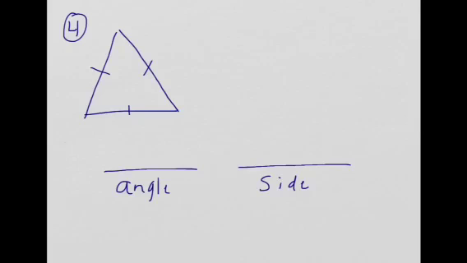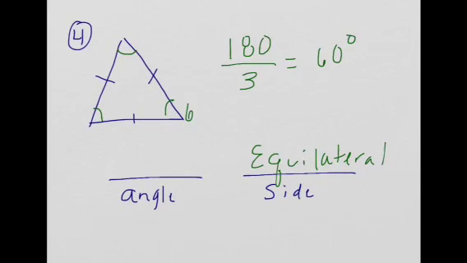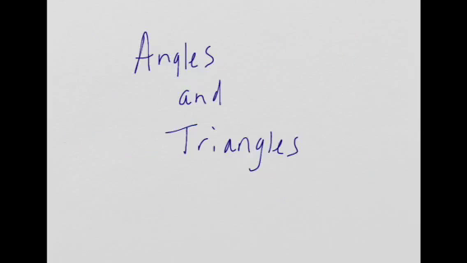Now, the 3 marks on this triangle mean that the 3 sides are equal. So right away we know that we have an equilateral triangle. And if all 3 sides are equal, that means that all 3 angles are equal. So we're going to take 180 and we're going to divide it by 3, and that's going to give us 60 degrees. So each one of these angles is 60 degrees. So our largest angle is 60 degrees, so that's going to be an acute equilateral. And that's how you name angles and triangles.